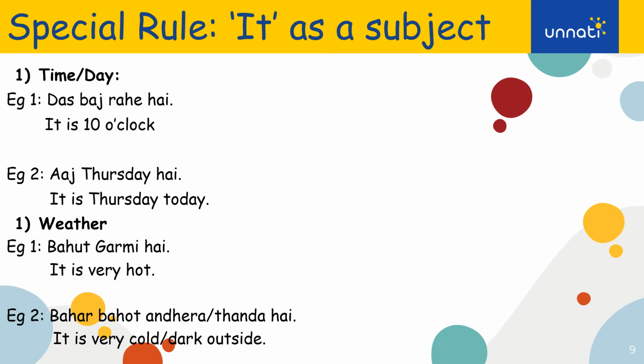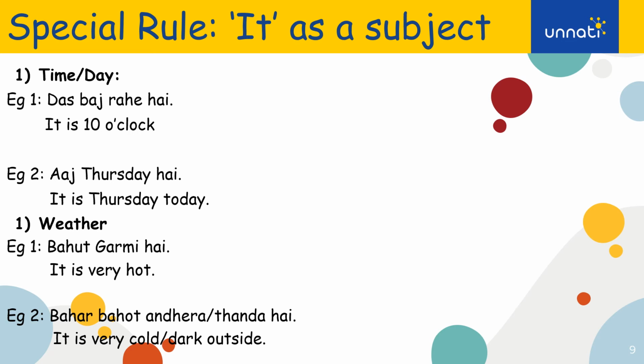We also would look at how we use a state of being verb with it when we are talking of weather. For example, बहुत गर्मी है. We would say it is very hot. So it is my subject here. And then I have the state of being verb is very hot, about the weather.